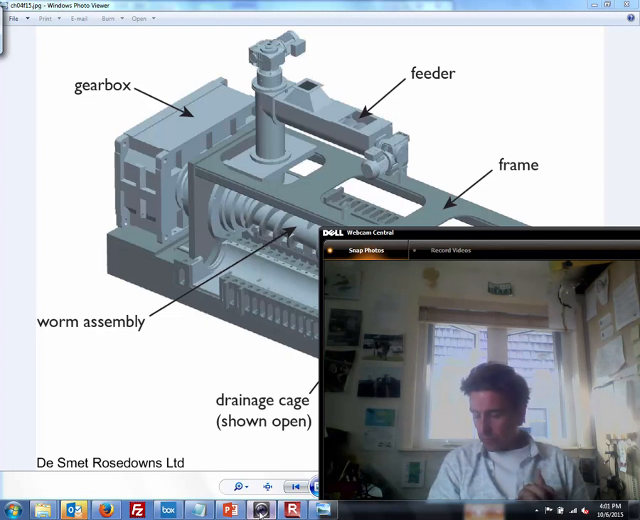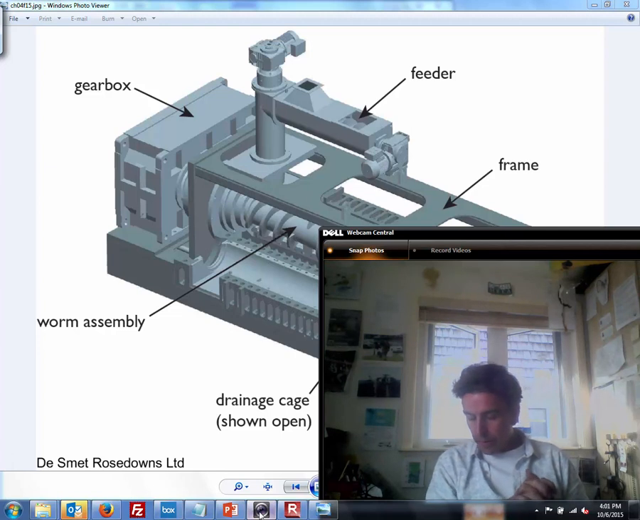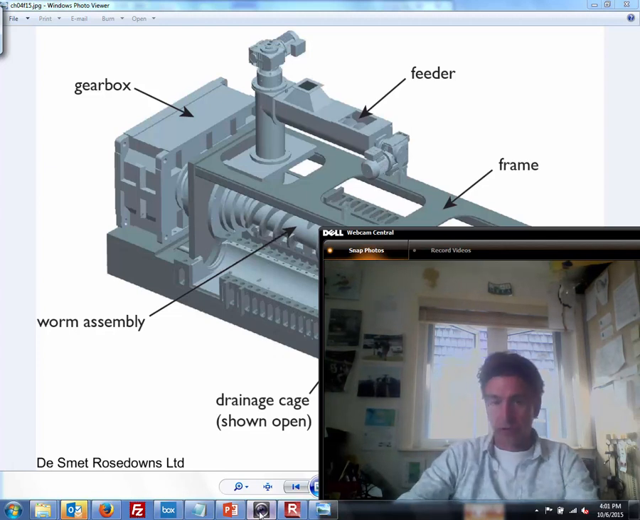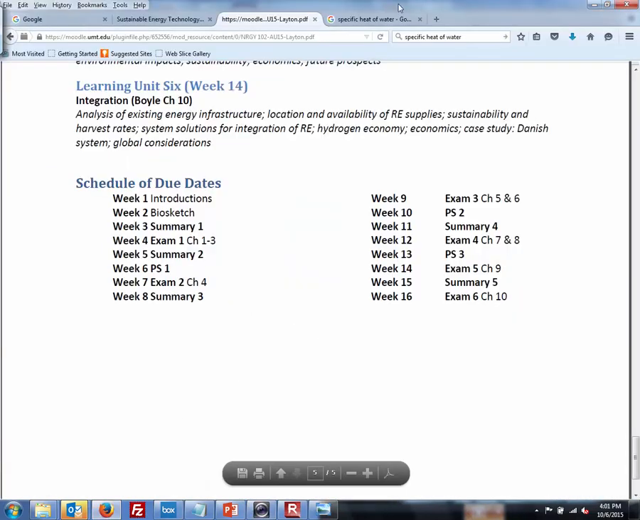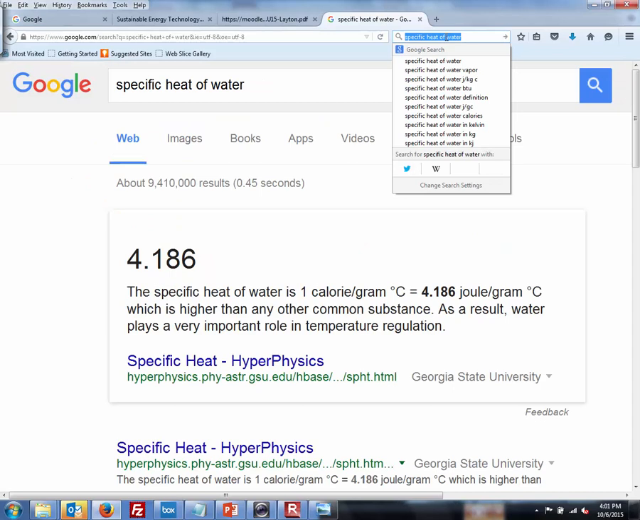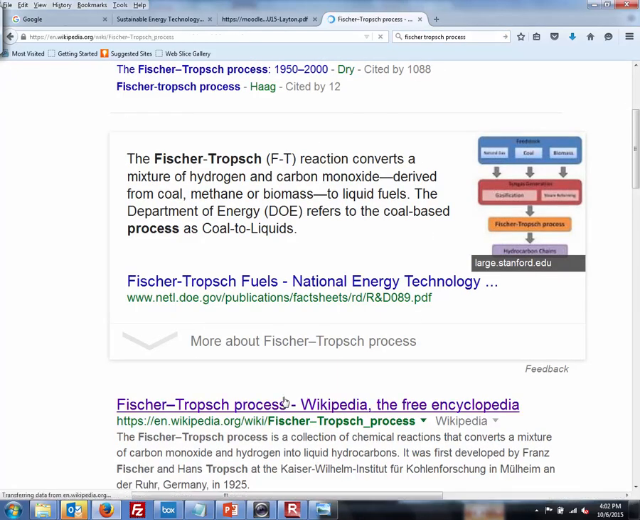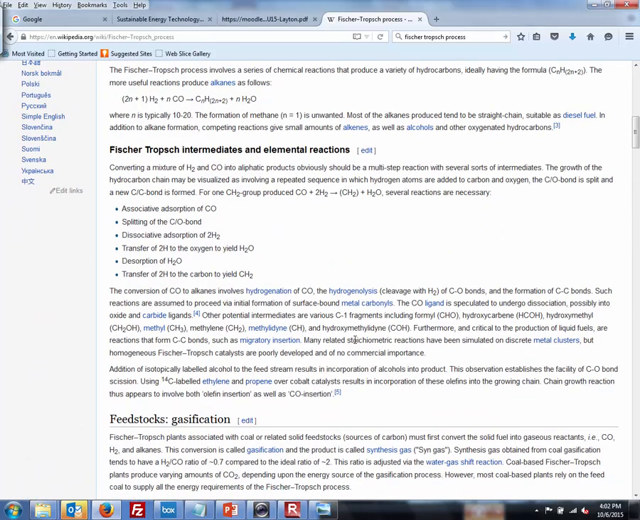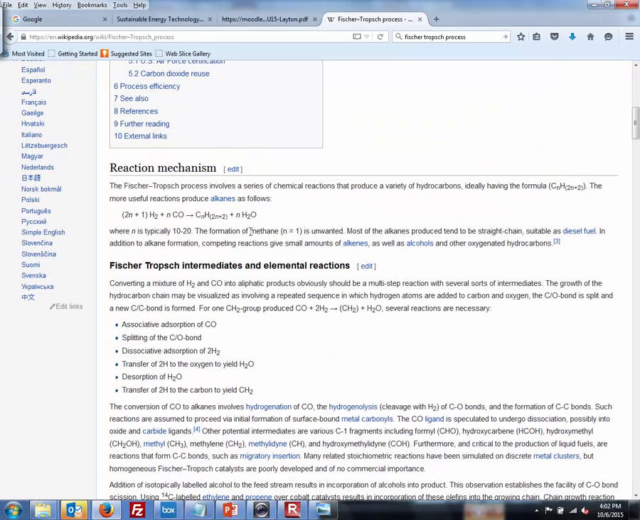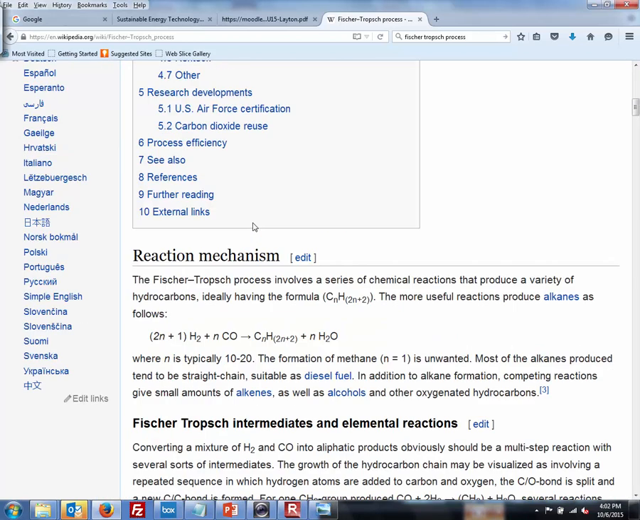Let's just look at the Fischer-Tropsch, because I don't think they've got the chemical formula here. Let's just see if we can look at the actual chemistry. It always makes a lot more sense to me if I look at the chemical reaction.